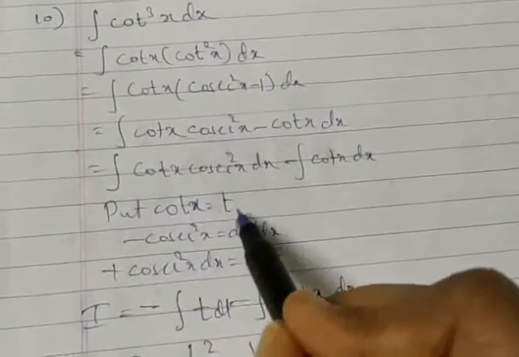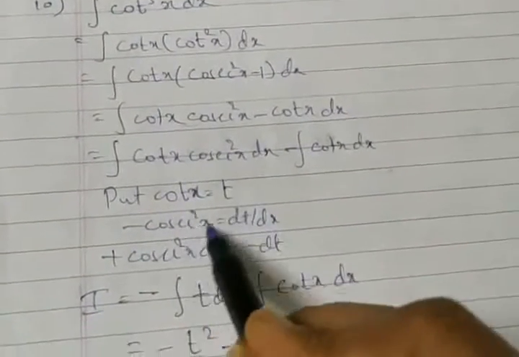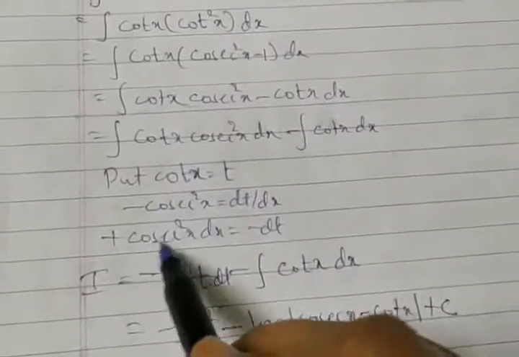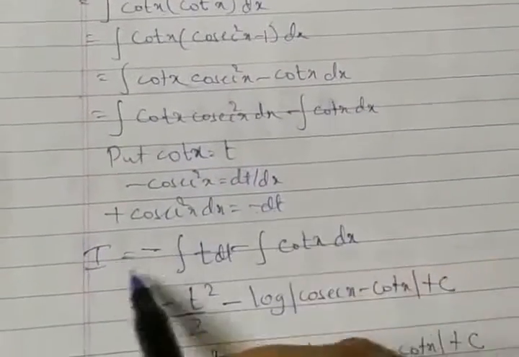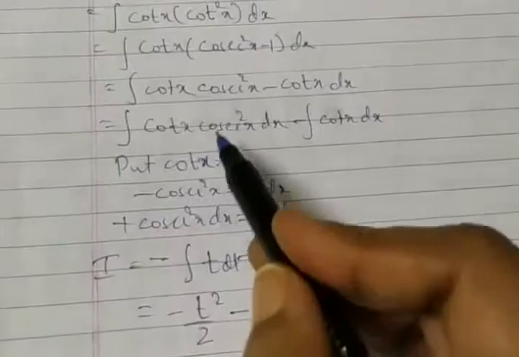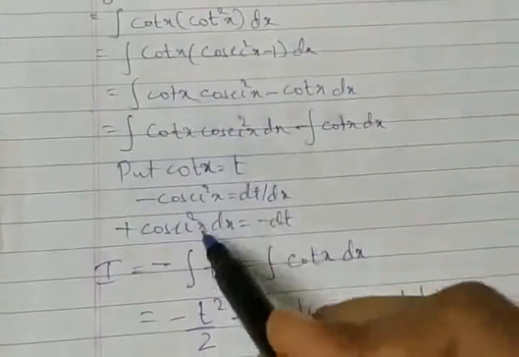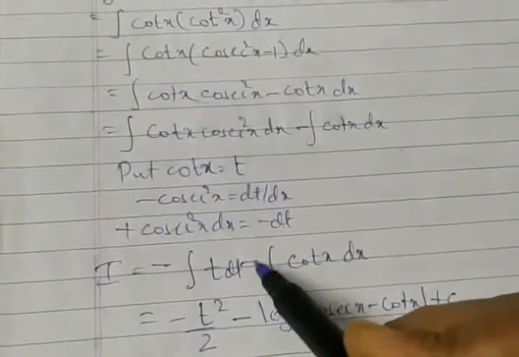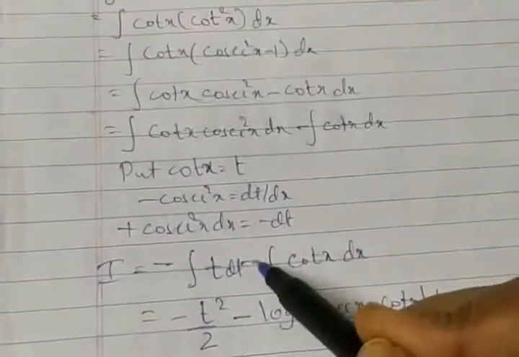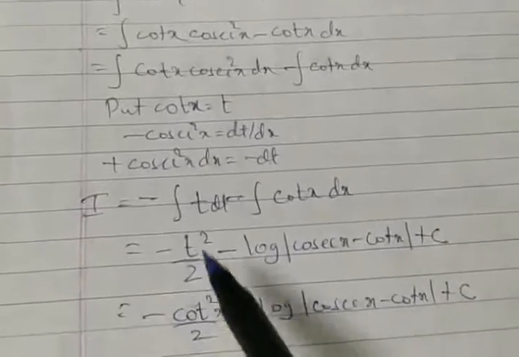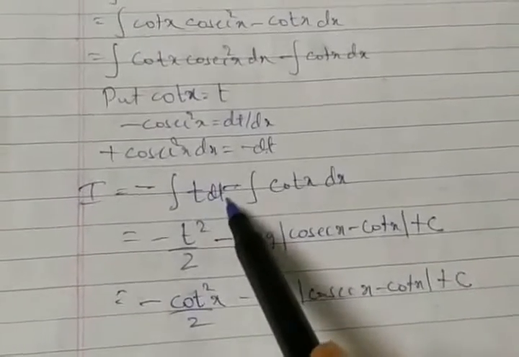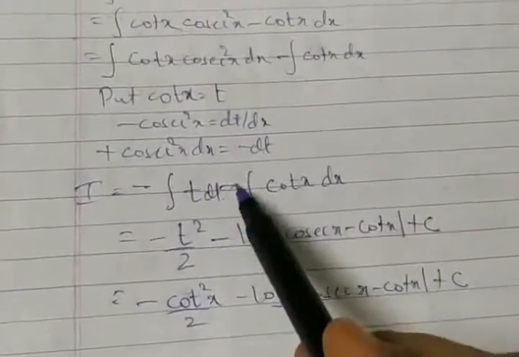So put cot x equal to t, we have minus cosecant square x equal to dt by dx. We have cosecant square x dx equal to minus dt. So in the integration we are left with minus, and this part is t, everything with respect to minus dt. This minus is kept as it is with the integration of cot x. So integration of t with respect to t should be taken as t square by 2, with the minus sign.